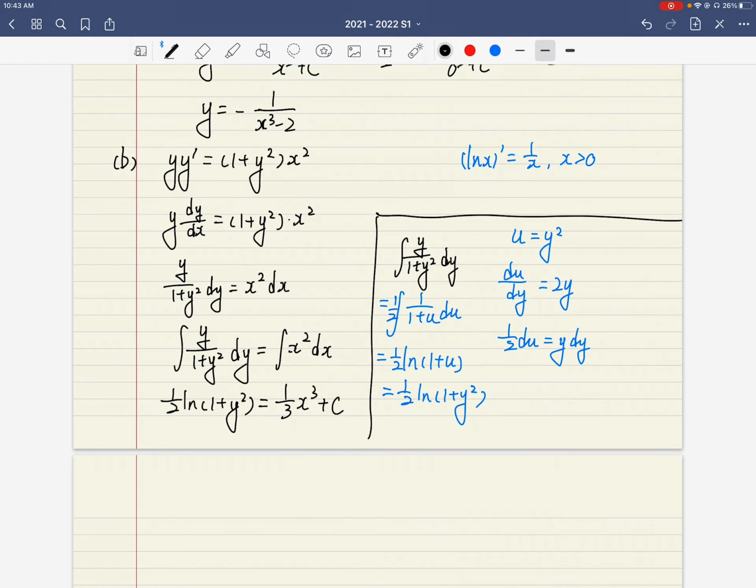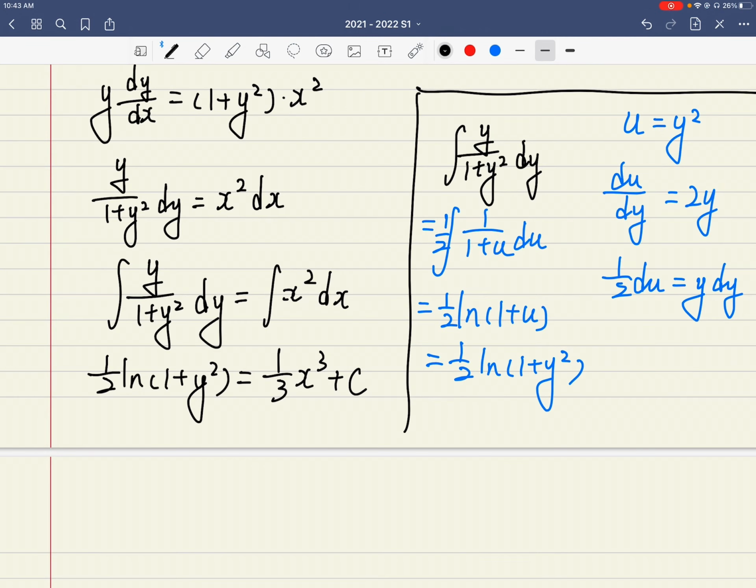Do you have any questions for this part? So you don't have to solve it all the way until y is equal to some x. You don't have to do that. You can leave it like this. It's also fine.